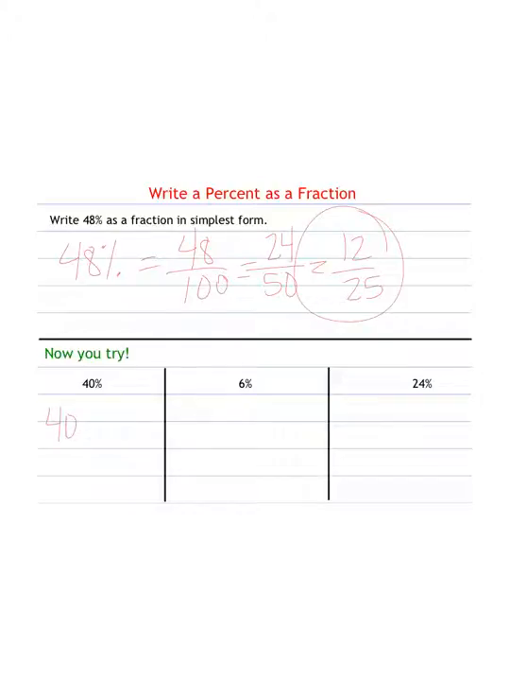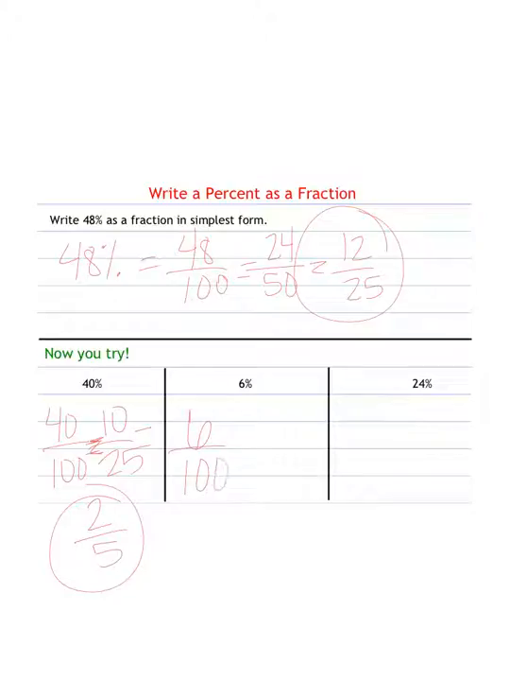So 40% is the same as 40 hundredths. You can divide them by 2, you could divide them by 20, you could divide them by 10. Let's do 4. 40 divided by 4 would be 10, 100 divided by 4 would be 25, and then I know they can both be divided by 5. So 10 divided by 5 is 2, and 25 divided by 5 is 5. So 40% is the same as 2/5.